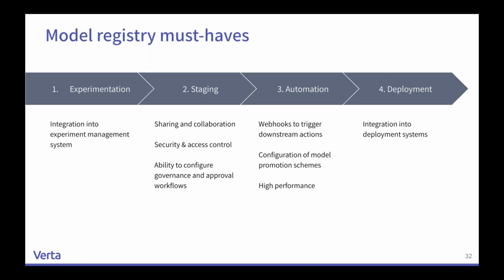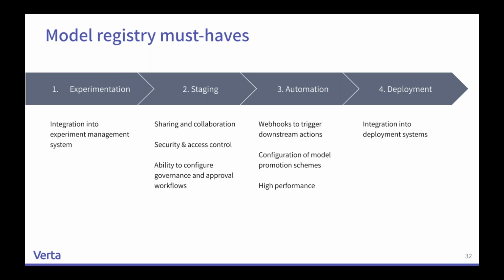All right, so here I have the stages that are typically involved in rolling out a model. As you'll see on the left, we start with experimentation. Since the model registry needs to integrate with data science, it needs to integrate with experiment management systems. In our case, it's ModelDB. In your case, it might be homegrown or something else.